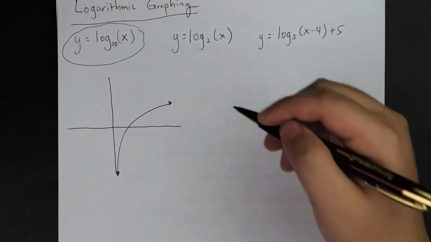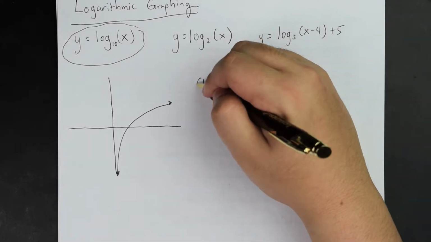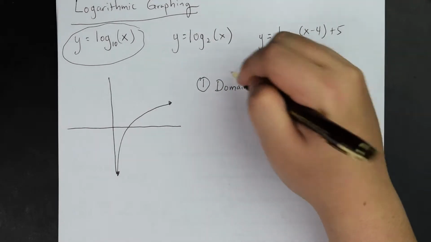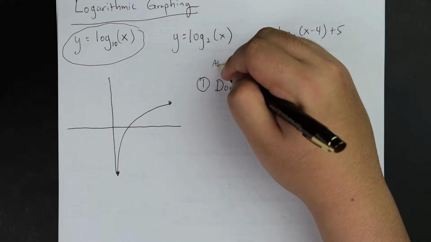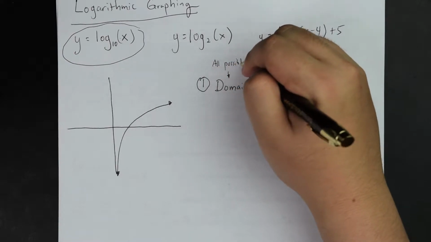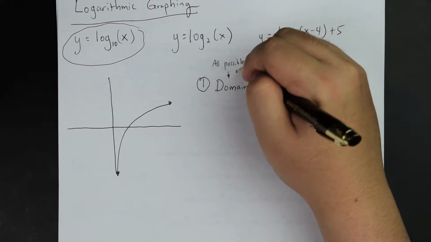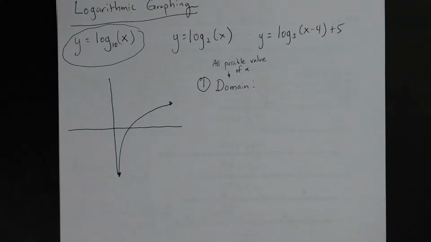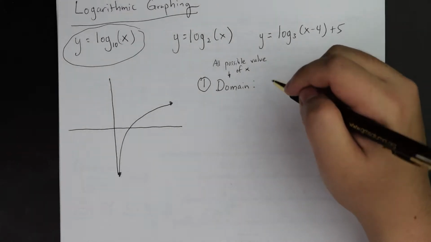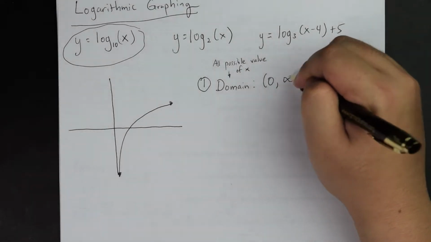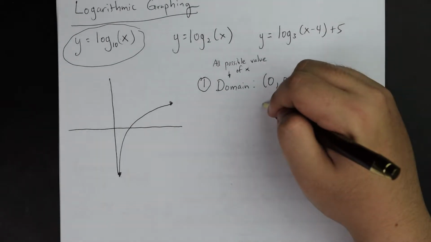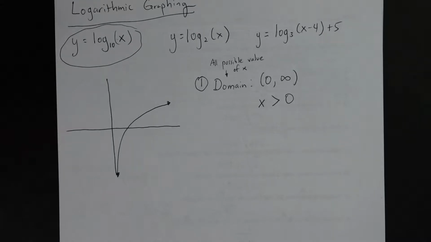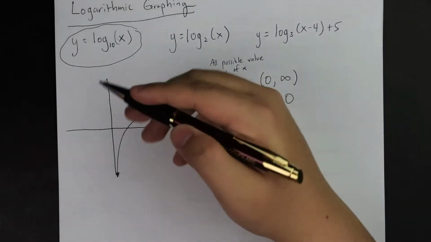So rule number one, for domain. Domain basically means all possible values of x for this equation. The domain for logarithms, at least the original logarithmic graphs, is always going to be 0 to infinity, or aka when x is greater than 0. So that means that this graph will never cross the y-axis that exists.